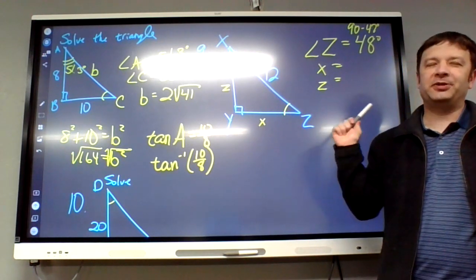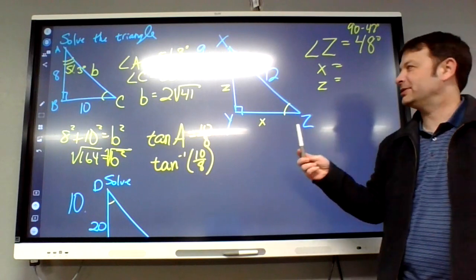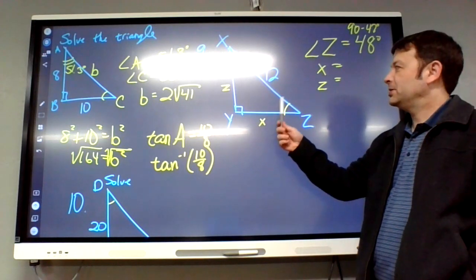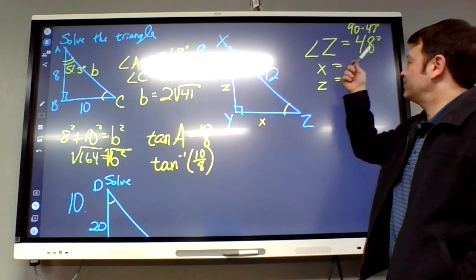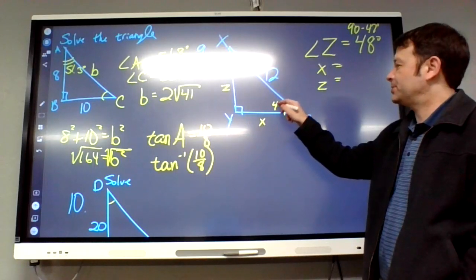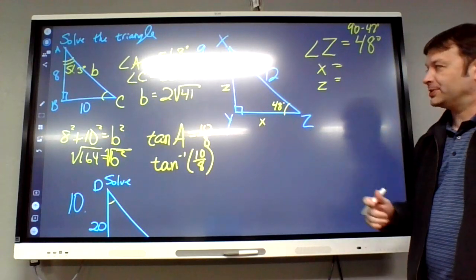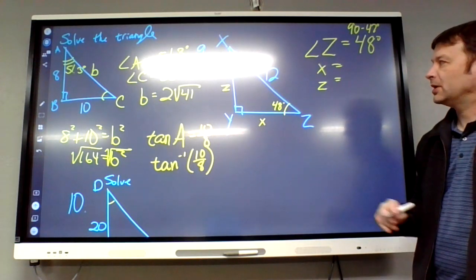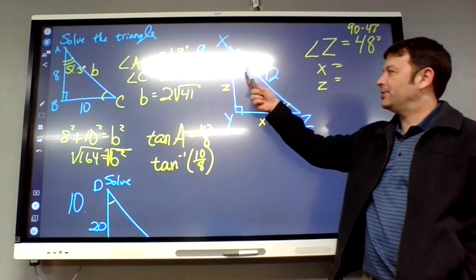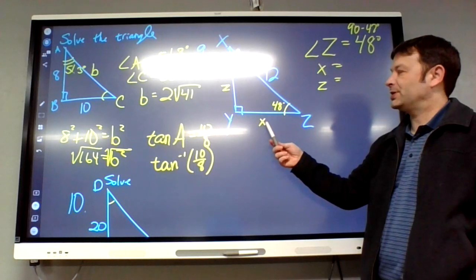We always start with the what? Angle, good. Thank God somebody answered that correctly. So we could use, well, we kind of know both angles, so I guess you can choose which angle you want to use. So what angle do you want to start with? 42. Okay, relative to that angle, if I'm looking for X, this is the what side?